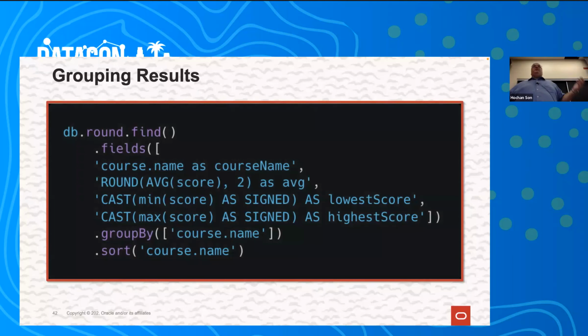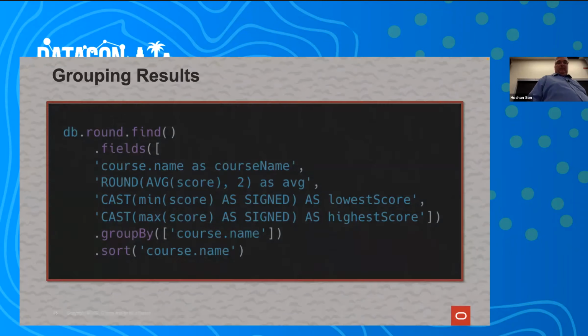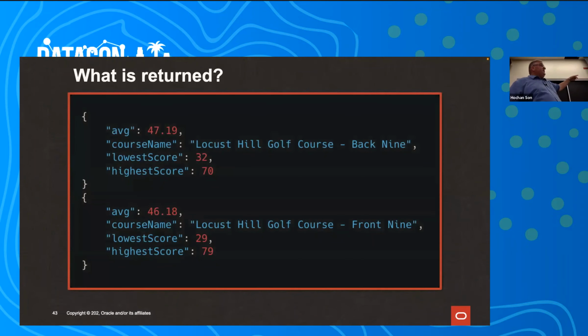If you want to group the results, there's a groupBy. And here you'll see the fields method. We're passing in course.name. We're rounding the average score of the course, and we're doing the minimum score and the maximum score for the course. And then we're grouping it by the course name. And that's what's returned. So if you saw in the fields thing, we not only were able to alias some of the data, but we're actually able to use MySQL functions to get that data.